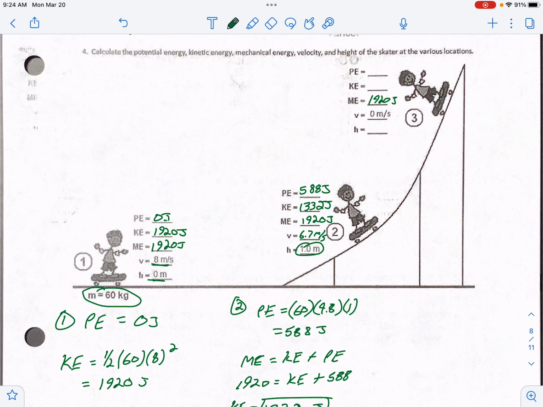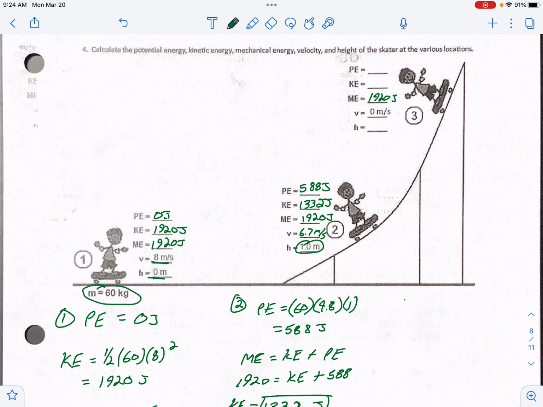So now all we've got left is part 3. For part 3, we have mechanical energy. We have velocity equals 0. That means I've reached the top. So at point 3, that's as high as we're going to go. If velocity is 0 meters per second, that means kinetic energy is also going to be 0. My velocity is 0 meters per second. That means I have 0 joules for kinetic energy. So I can go ahead and put 0 joules for KE.